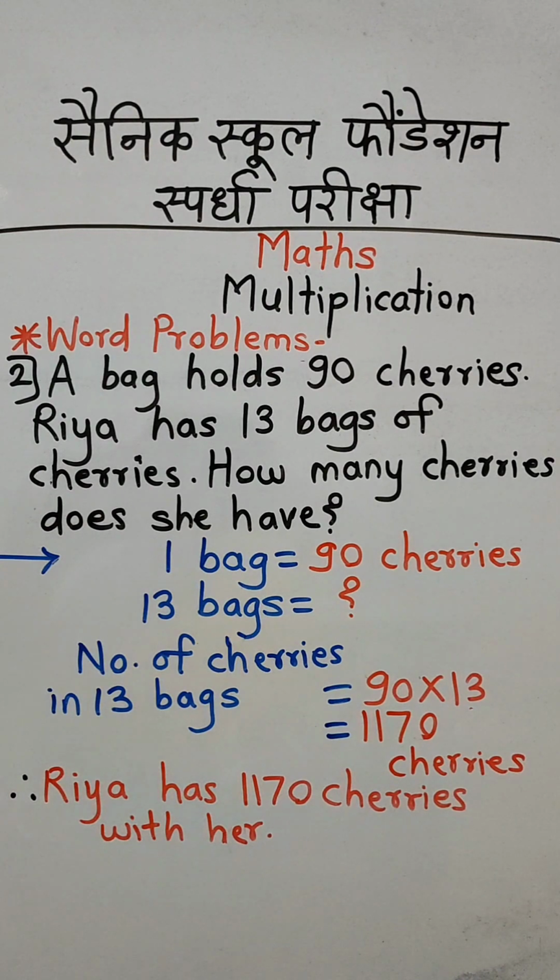Repetition of addition of same number, that means multiplication we have to do. So that is 90 multiplied by 13.